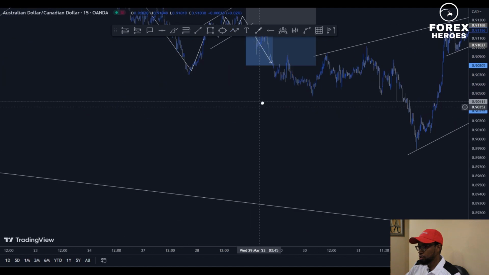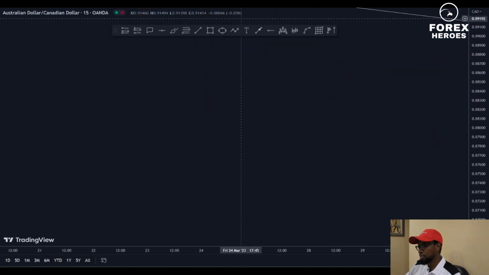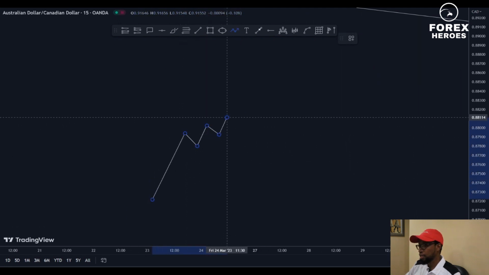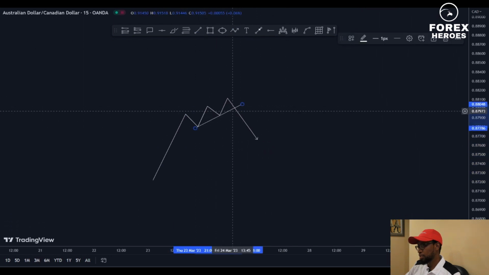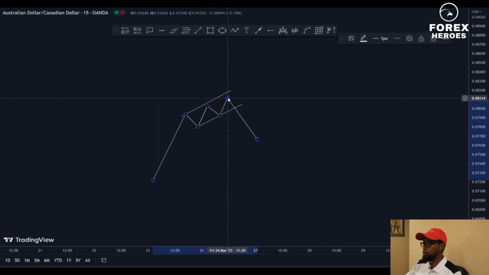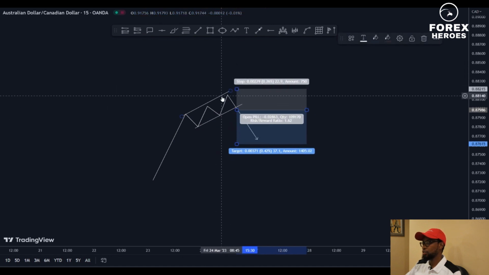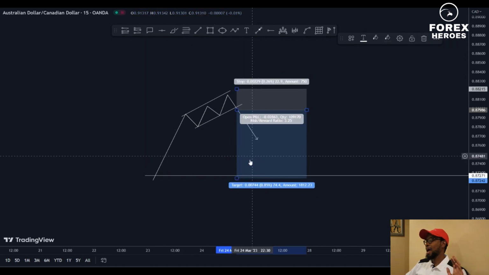Let me just do this. Something that looks like this, right? Then I know with my setups something that happens like this. Then I know I sell the break, my stop loss will be above the previous high. Then I take it to here. This will be my what? My TP. So that's just about it, guys.